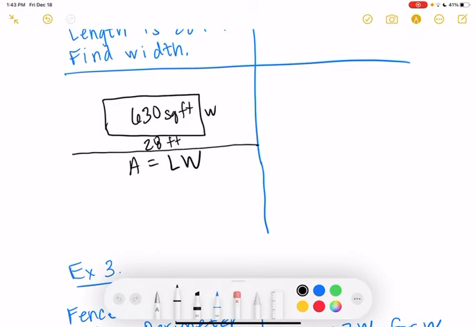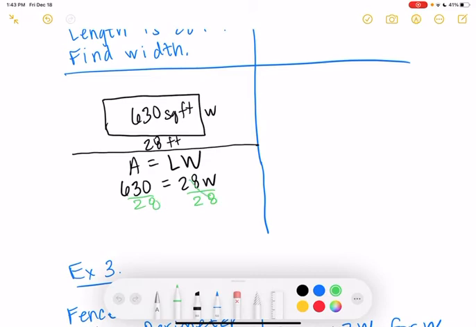Do we know what the area is? Yeah, that's 630, right? So 630 equals, do we know the length? Yep, that's 28. Do we know the width? Nope, that's what they told us to find. So we have 630 equals 28W. Get that W by itself.